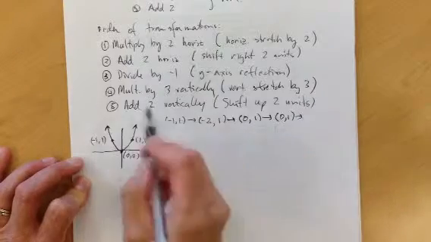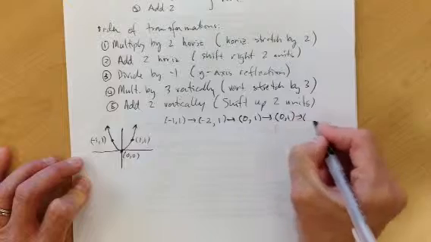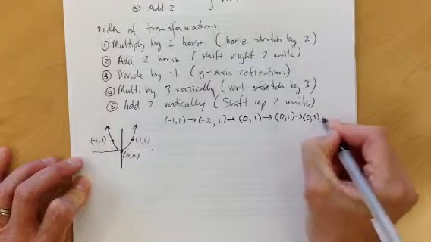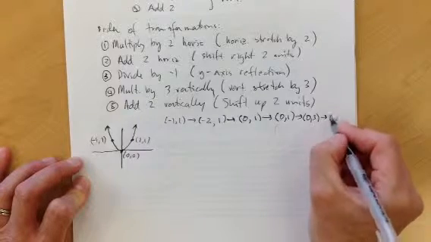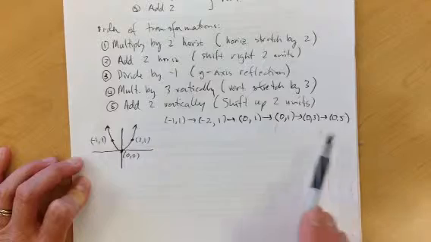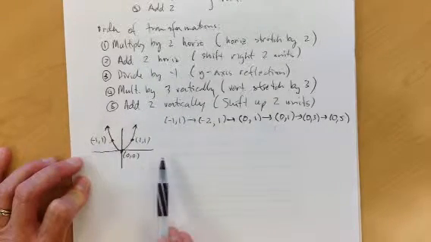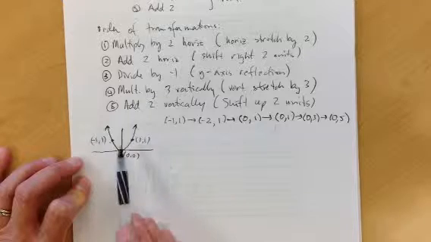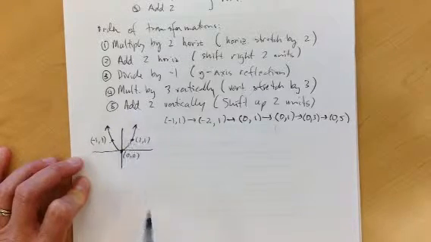Then we multiply by 3 vertically, so our vertical stretch by 3. That means to the y-coordinate. And finally, add 2 vertically. That means to the y-coordinate. So that right there is what you get by doing the transformations to the point negative 1, 1. Go ahead and press pause and figure out what happens to the transformations for 0, 0 and 1, 1.